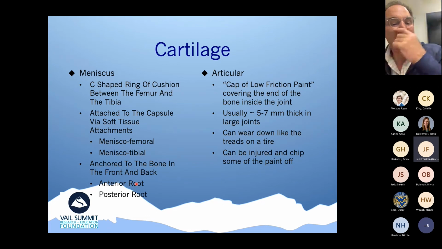It can wear down like the treads on your tire. If your tires get 30,000 miles on them, they're worn out, and you haven't done anything wrong. You haven't run over a nail or anything else. They're just plain old worn out, and that's why we're seeing all these guys my age with worn out cartilage, because they put 30,000 miles on their tires, not because they did anything wrong or had injuries. Now, the second way you can do it is to injure it, and you can chip off some of this paint.